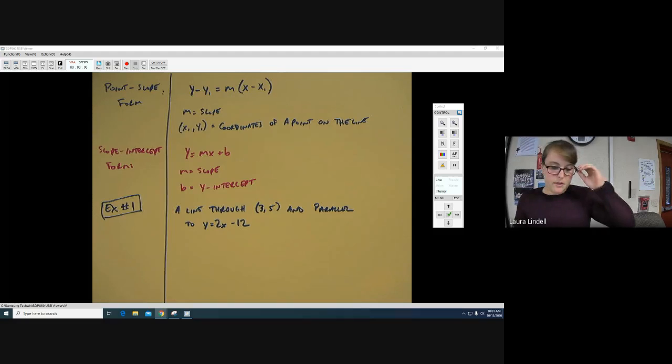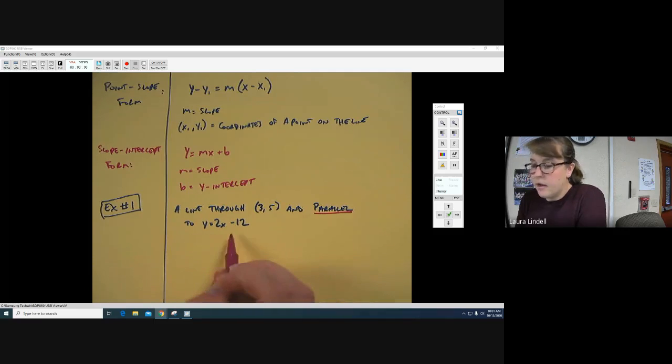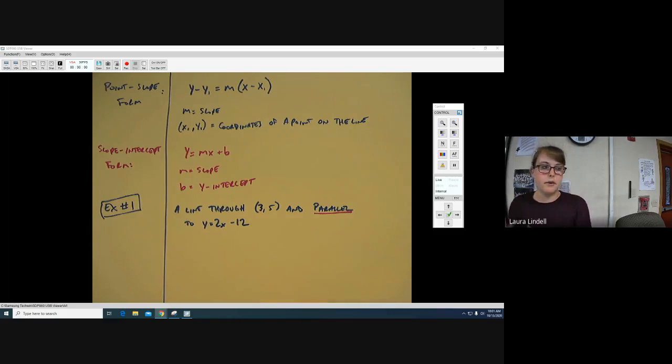Okay, so the first thing, we need to identify a slope. We know we want it to be parallel to this line. So the slope of a line parallel to that one. Remember, parallel lines have the same slope. So what do we think the slope of our new line is going to be? Any ideas?